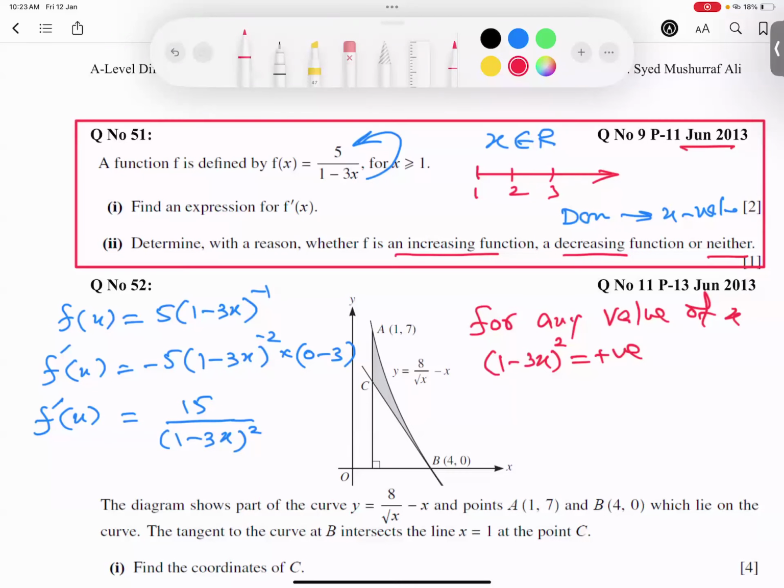So you can say that if this is positive, then above is already positive. So you can write here f dash of x, positive divided by positive will give you a positive answer. So function f of x is increasing. I believe the point is very, very clear. And let's go for the next question.